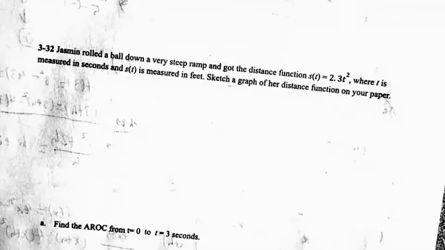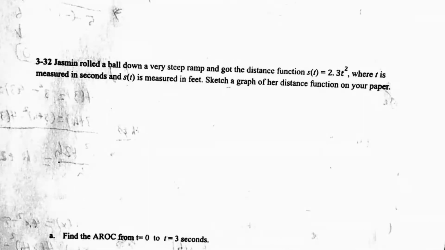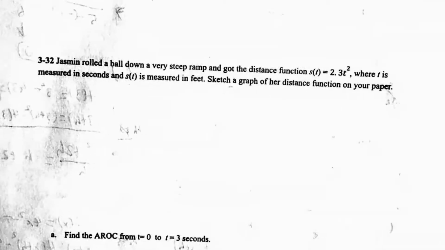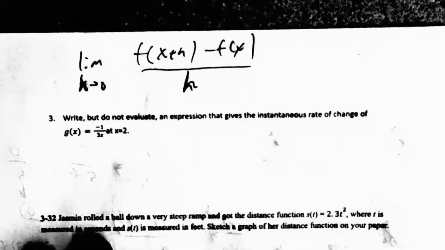Write, but do not evaluate, an expression that gives an instantaneous rate of change of g of x at x equals 2. We don't need to evaluate anything, we're just writing it. So one more time, limit as h approaches 0 of f of x plus h minus f of x over h. I'm writing it, but not evaluating it. And it says x equals 2.